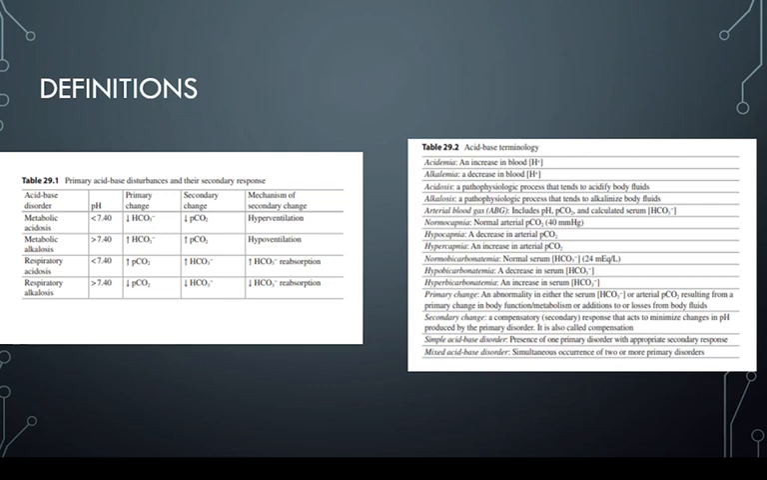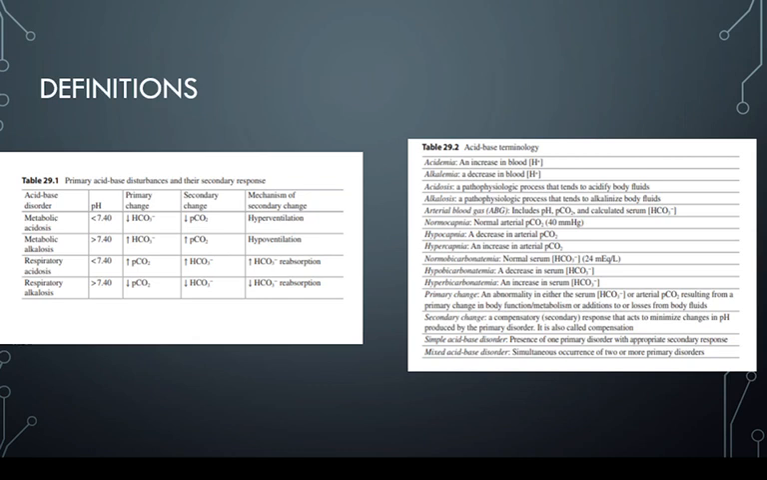The reverse holds for respiratory acidosis, where the pH is less than 7.4. The primary problem is an increase in the PCO2, and the compensatory response is an increase in the bicarbonate. And in respiratory alkalosis, the pH will be more than 7.4. The primary problem is a decrease in the PCO2, and as a compensatory mechanism, there is a decrease in the bicarbonate. So these are the acid-base terminologies that we commonly use.